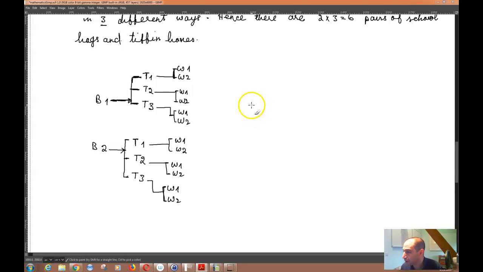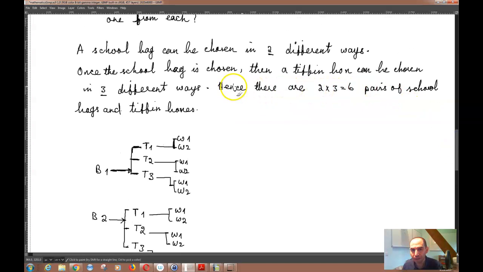So again, hence there are 2 times 3, which is equal to 6 pairs of school bags and a tiffin box. Now for each pair of a bag and a tiffin box, a water bottle can be chosen in 2 different ways.